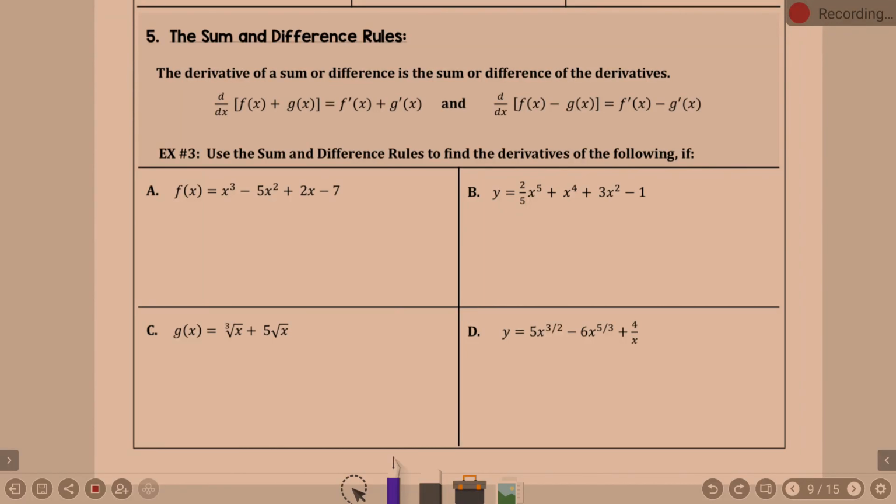Okay, so we're picking back up in derivatives, right? I'm going to make you guys do more of these. But our next section is the sum and difference rules. The sum and difference rules basically say that if you have two terms being added and you're taking the derivative of them, you do the derivative of each individual term. Same thing as subtraction. That's all it's saying. There's no special rule for a sum, you just do each individual term.